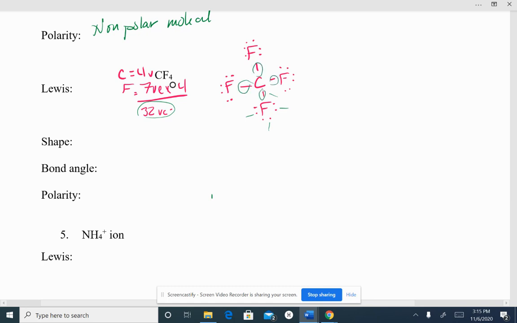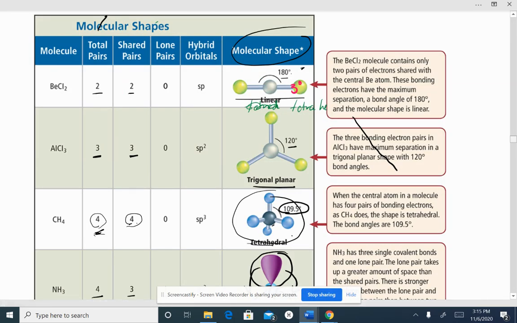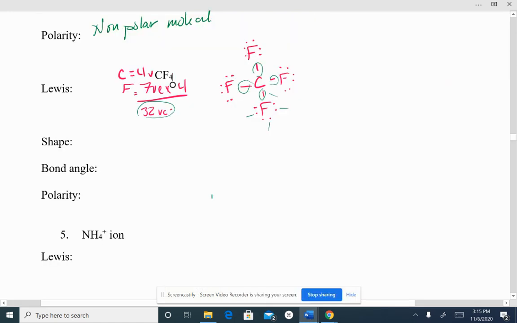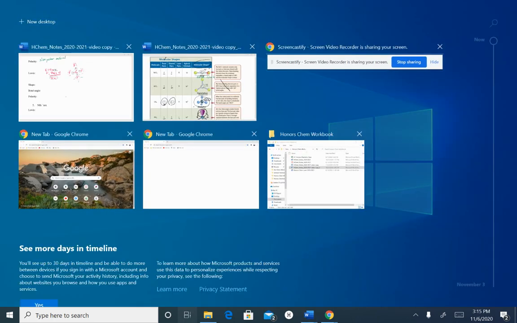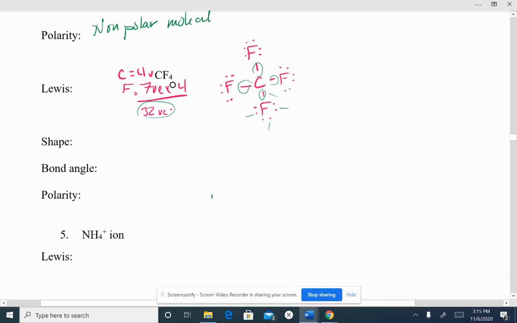I've got 4 areas of electrons, and they're all bonding. So if I look at my chart, I've got 4 areas right here, and they're all bonding. So I'm going to have a tetrahedral arrangement. Okay, so the shape here is going to be tetrahedral. The bond angle on a tetrahedral is going to be 109.5 degrees. Now, hopefully this reminds you of methane. It should remind you of methane.